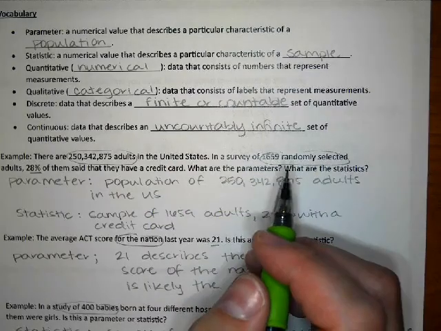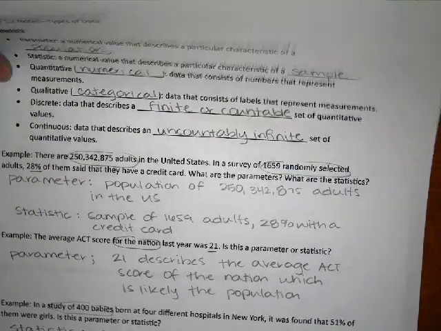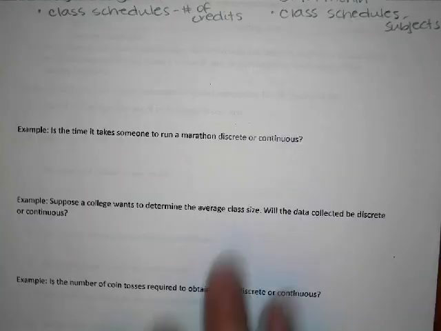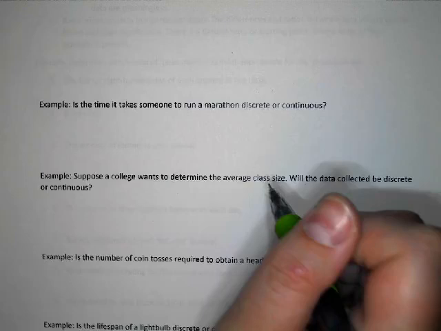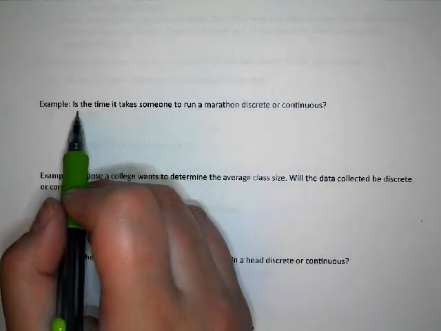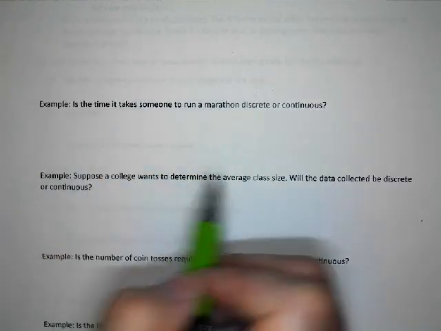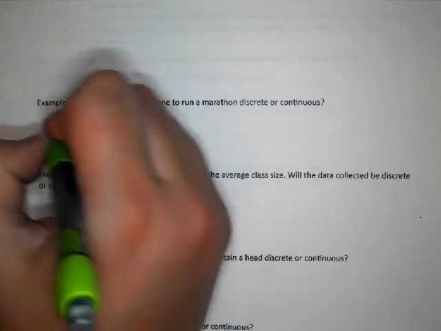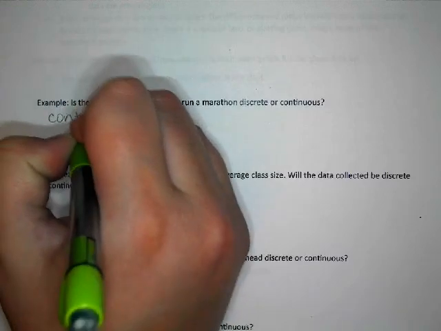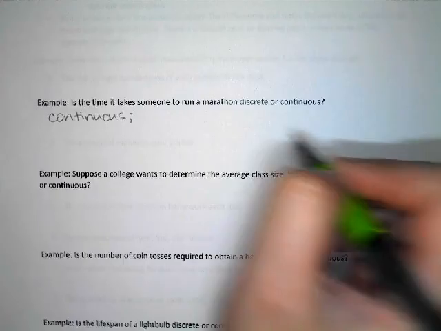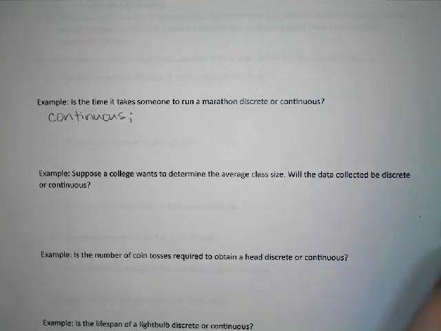Okay, so we're going to turn to this page and look at whether or not the data points would be discrete or continuous. So is the time it takes someone to run a marathon discrete or continuous? And that would be continuous. And that's because you can talk about time using hours, you can talk about using minutes, seconds, and then you can get 1/10 of a second, 100th of a second, 1,000th of a second. You can always get more precision as you get more sensitive timing instruments. So this is going to be a continuous measurement.